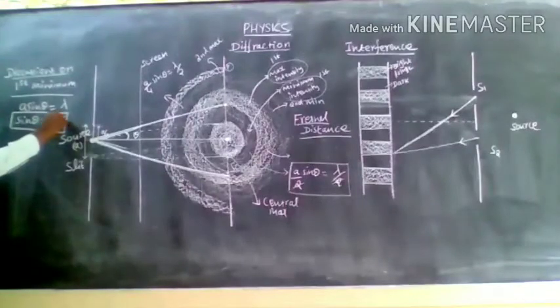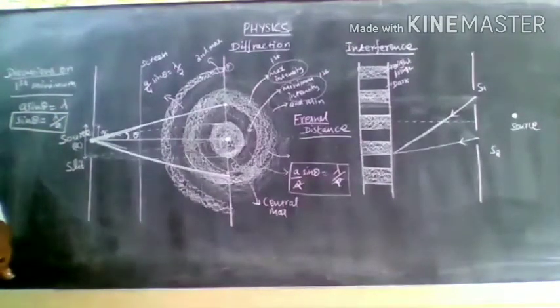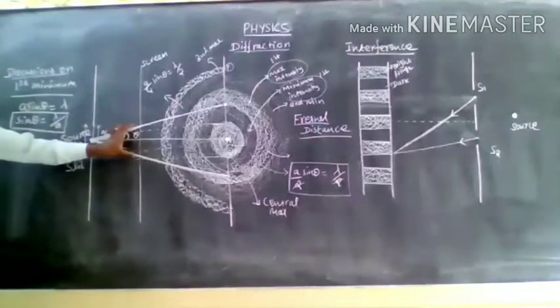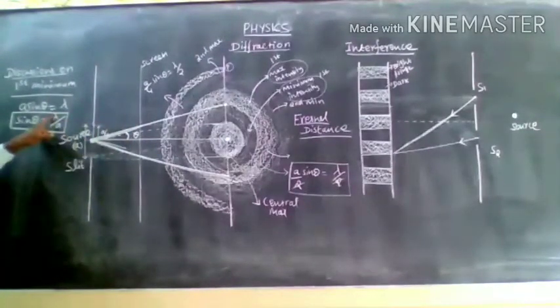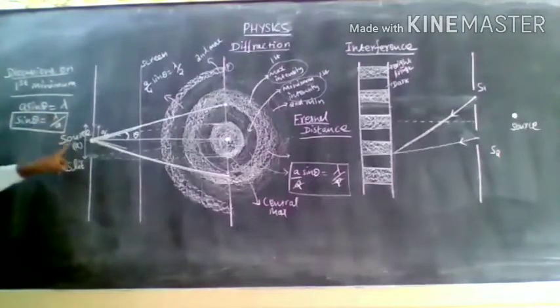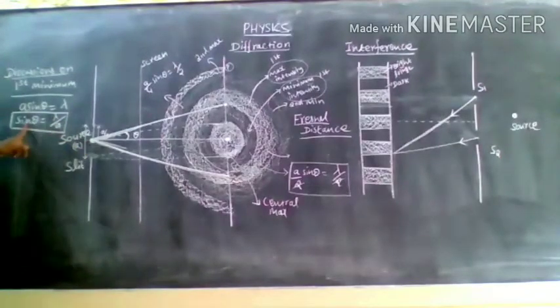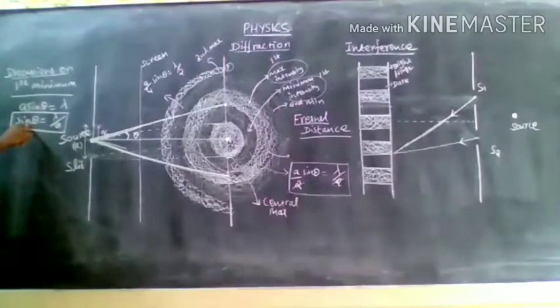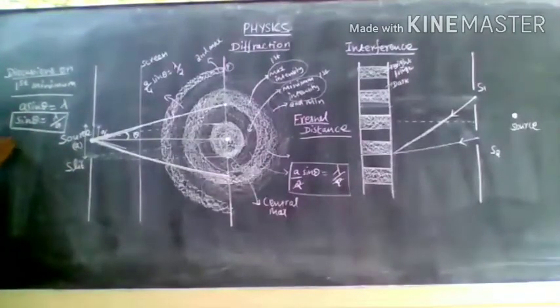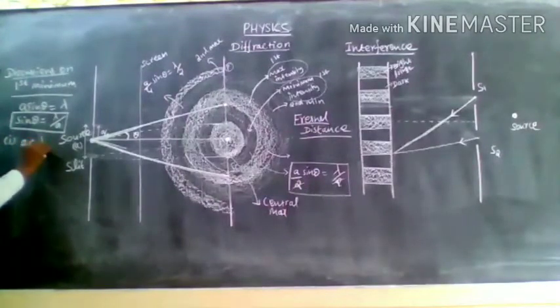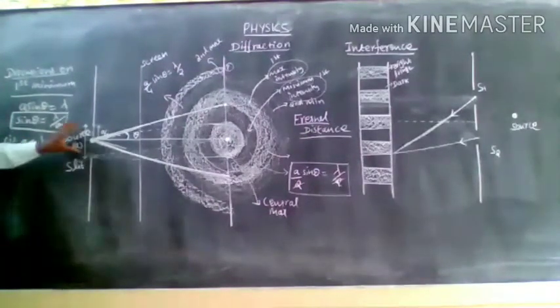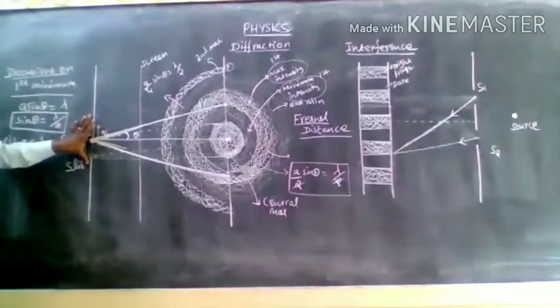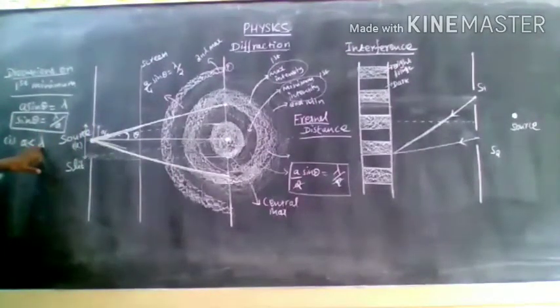So this is the condition for obtaining the diffraction pattern, in which a is the size of the slit and lambda is the wavelength of the light used here. Then sin theta is the angular spread of the first minimum. Condition number 1: suppose the size of the slit a is lesser than the wavelength of the light.